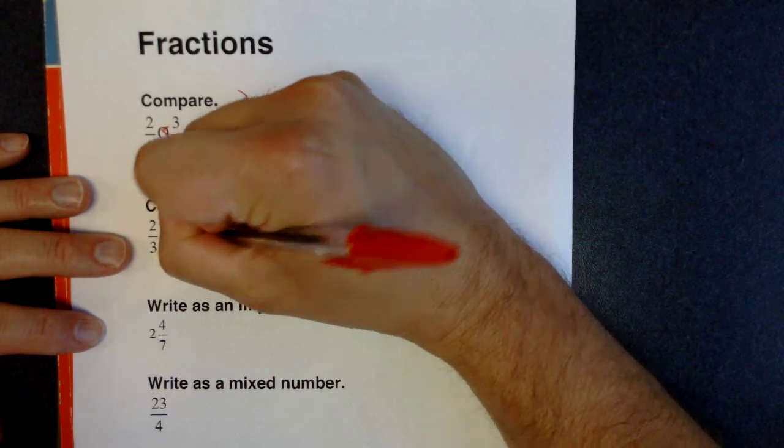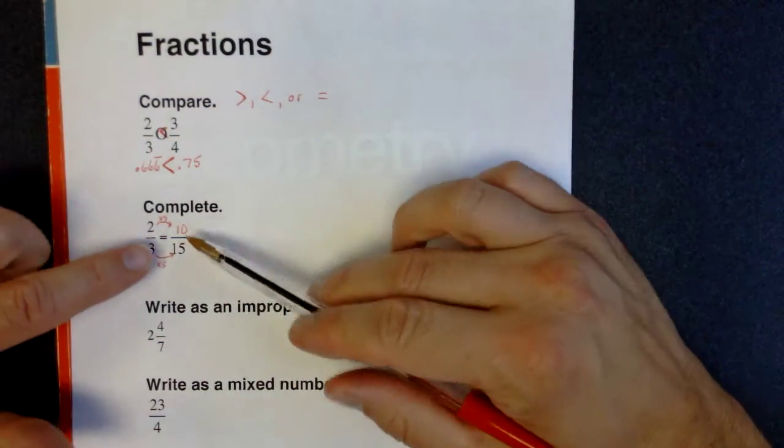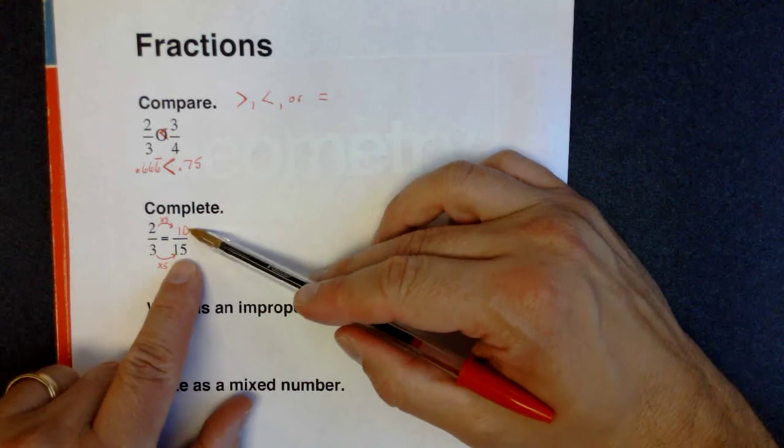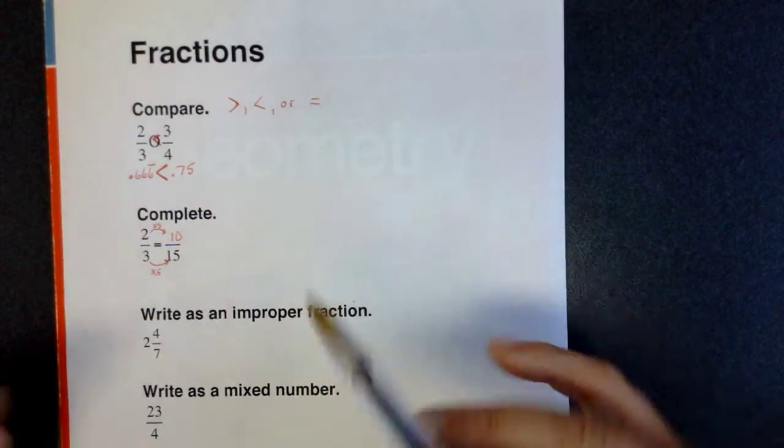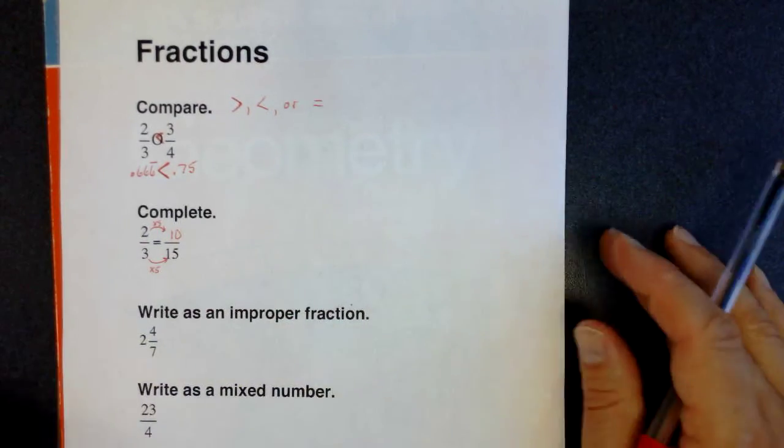2 times 5 gives you 10. Now if you reduce that fraction 10/15, 10 and 15 could both be divided by 5. That would give you 2 on top, 3 on the bottom. So that's kind of a way of checking it to make sure you did it correctly.